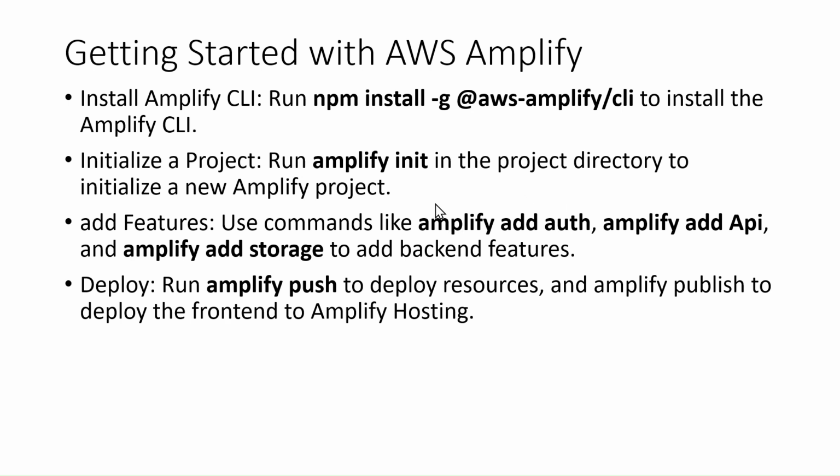So this command will automatically add the authentication code to your requirement. And if you want to link your API, or link your storage, or create something, these are the commands we're going to use. Once everything is ready, you can directly use amplify push to deploy resources, and amplify publish deploys the front end to Amplify hosting. That is, we'll be hosting in the AWS console, that is AWS Amplify.